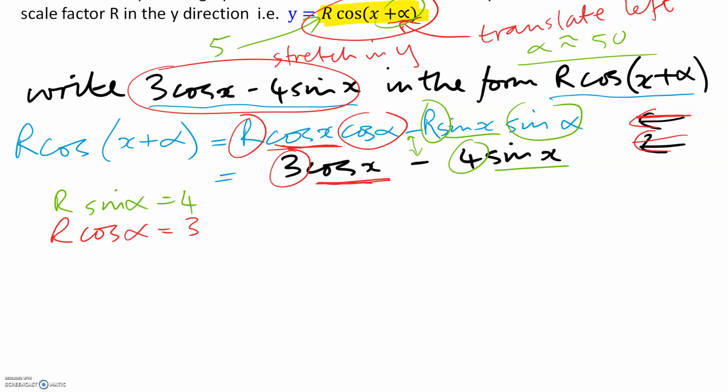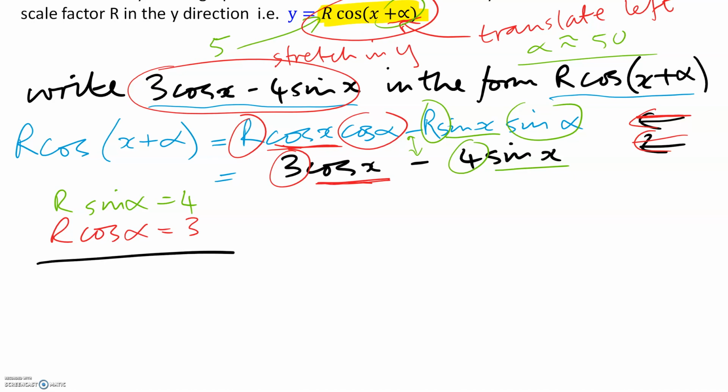So we've got this, r sine alpha equals 4, r cos alpha equals 3. We just want to solve these two simultaneous equations now to work out what r and alpha would be. There are lots of ways of doing it.